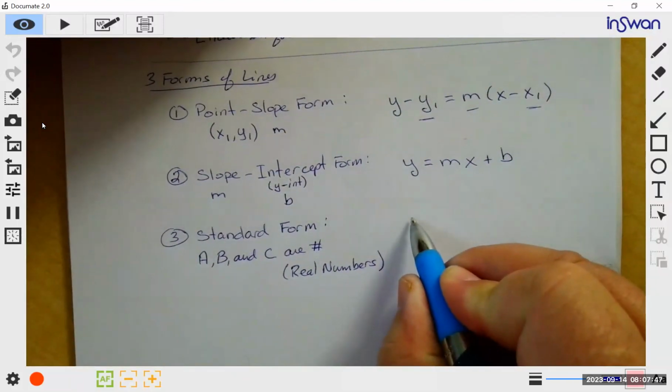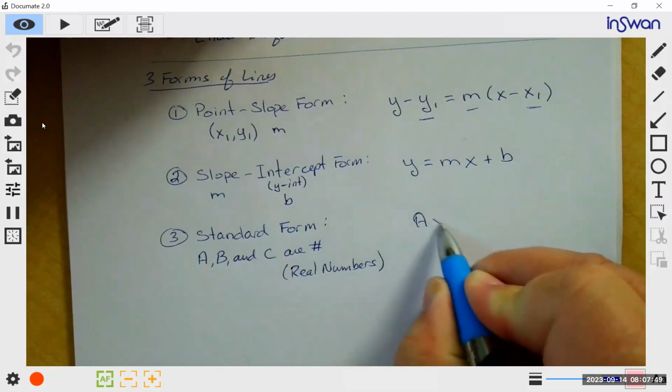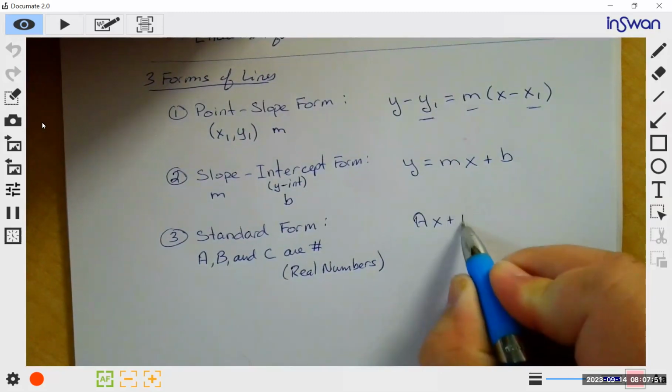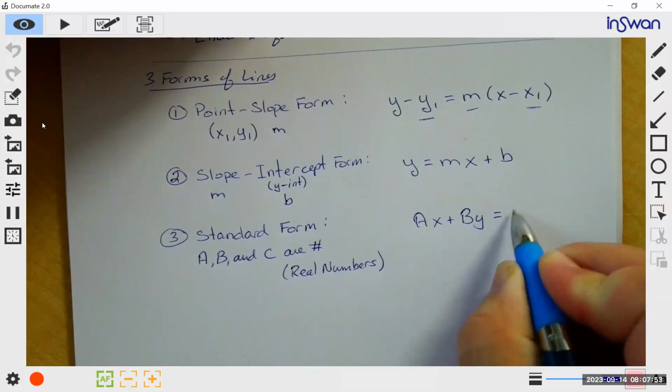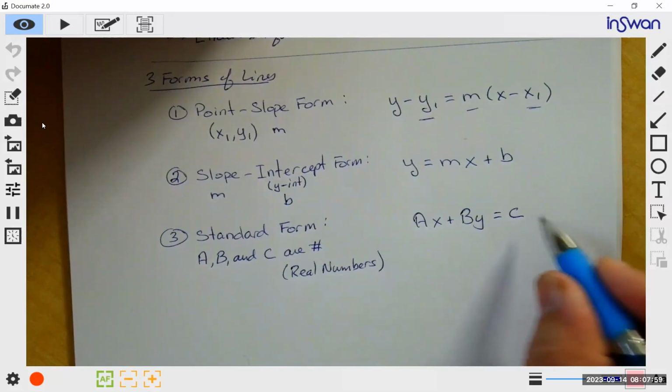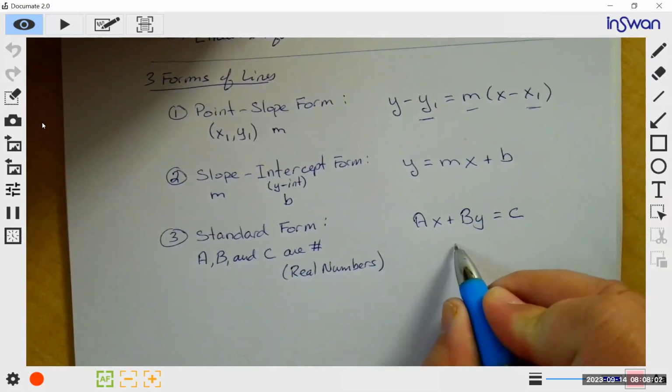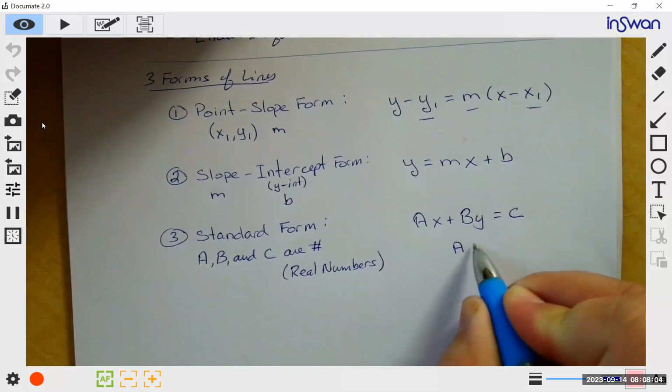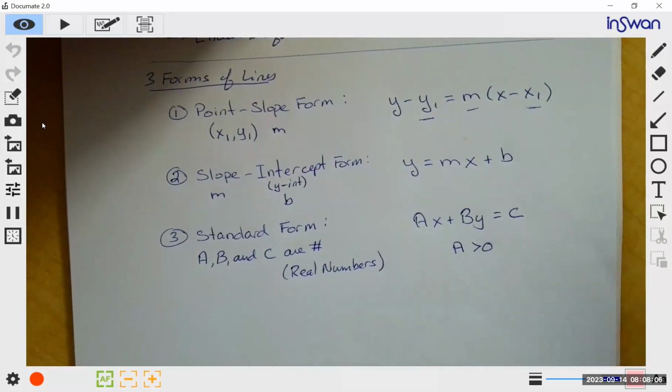Standard form equations look like this. The x and y are on the same side. And then just the numbers on the other side. Only stipulation is A has to be positive. If A is negative, change the signs across the entire equation, both sides. And there you have it.